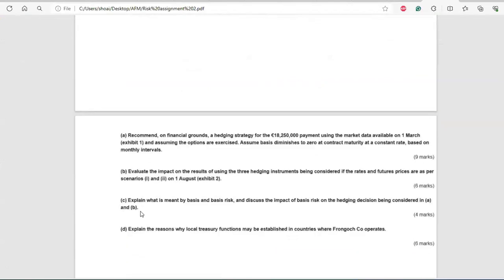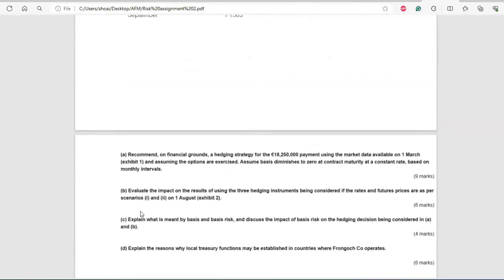Then there is the second last part: explain what is meant by basis and basis risk. You will explain that basis is the difference between the spot price and the future price. What is basis risk? Basis risk is the risk that the spot rate will not move exactly in the same direction as the future price. Spot rate will not have a predictable relationship with the future price.